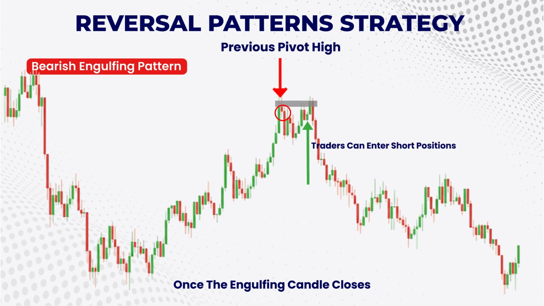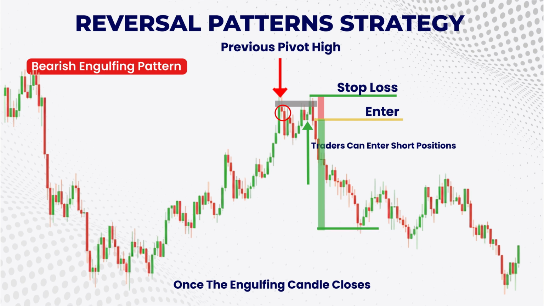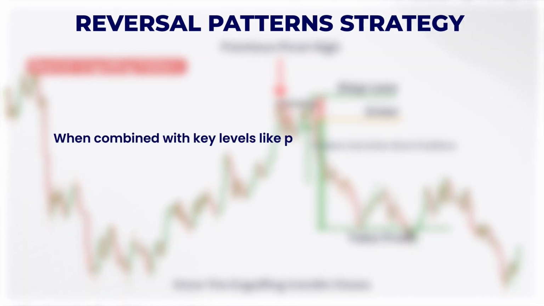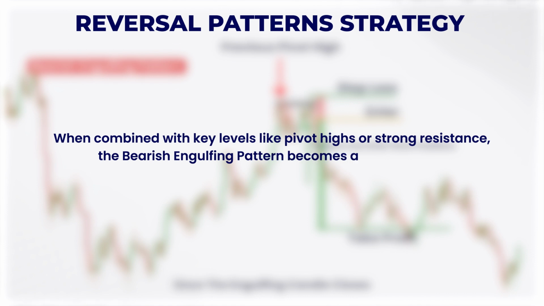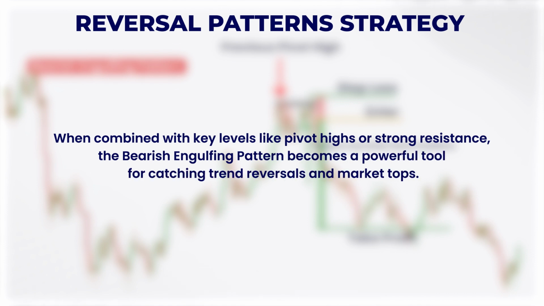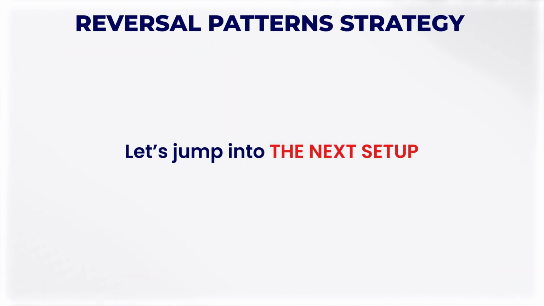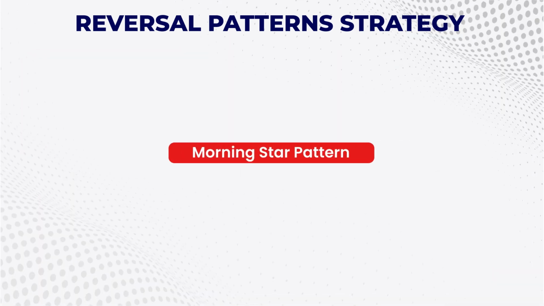The strategy is simple. Enter at the close of the engulfing candle. Place your stop loss just above the engulfing candle's high or the resistance zone. Set your take profit at the next support level, such as a weekly or daily support zone. When combined with key levels like pivot highs or strong resistance, the bearish engulfing pattern becomes a powerful tool for catching trend reversals and market tops. Let's jump into the next setup, Morningstar pattern.